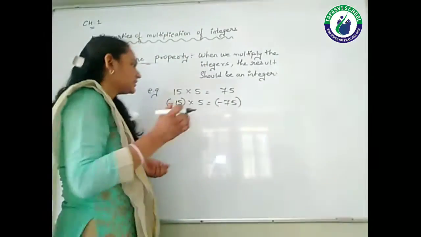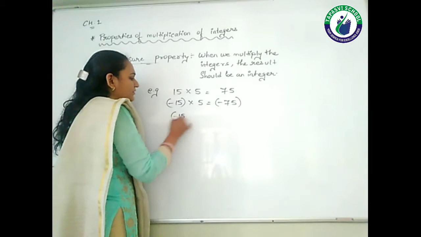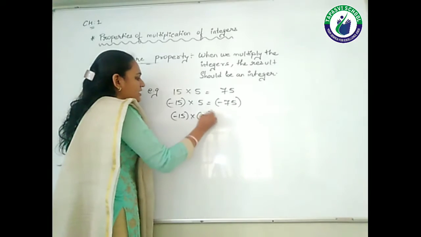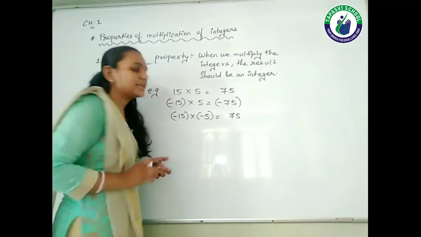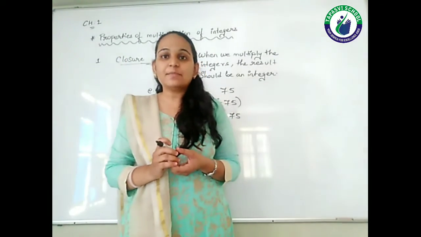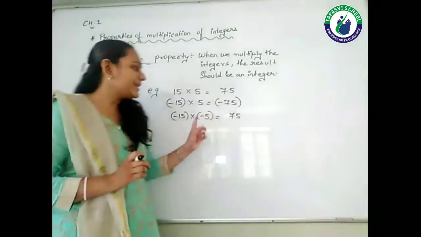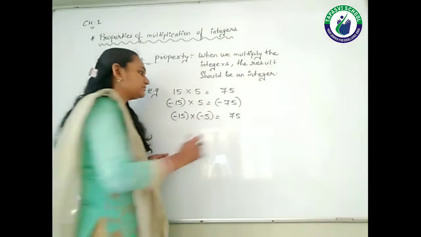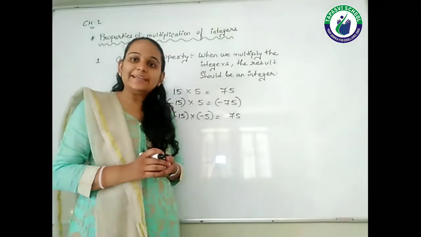Now let's take the third example. Here I am taking a combination of negative and negative. So minus 15 and minus 5. 15 fives are 75, and here the negative sign is coming 2 times. 2 times means it is considered an even number of times. So if the negative sign comes an even number of times, the answer will be positive. So 75 is positive. Now 75 is also an integer.